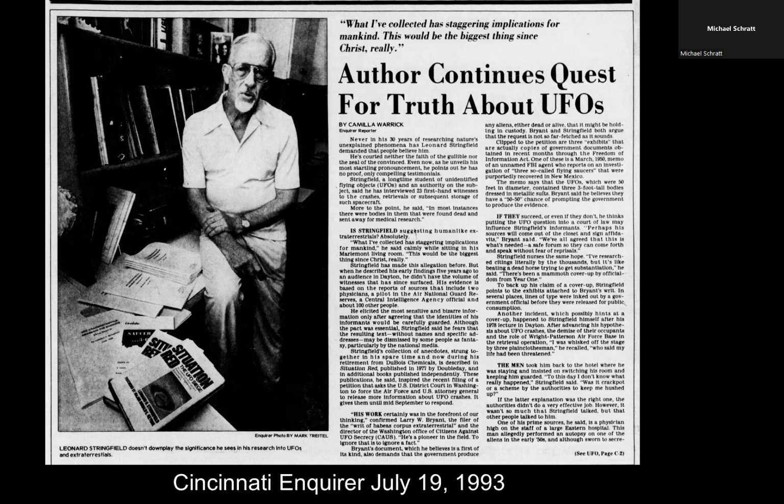Here's an interesting newspaper clipping. "Author continues quest for truth about UFOs." This is from the Cincinnati Enquirer, July 19th, 1993. "What I've collected has staggering implications for mankind. This would be the biggest thing since Christ." Really interesting. Well, it could be.